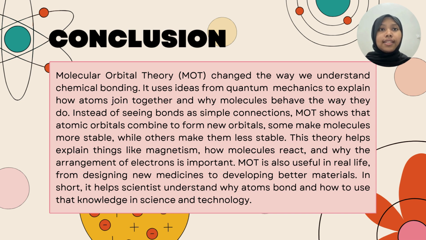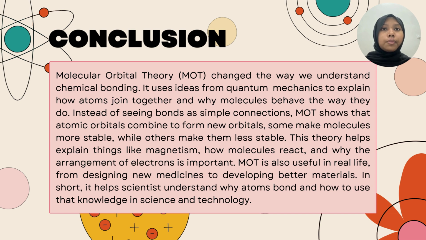Molecular orbital theory (MOT) changed the way we understand chemical bonding. It used ideas from quantum mechanics to explain how atoms join together and why molecules behave the way they do. Instead of seeing bonds as simple connections, MOT shows that atomic orbitals combine to form new orbitals. Some make molecules more stable, while others make them less stable.